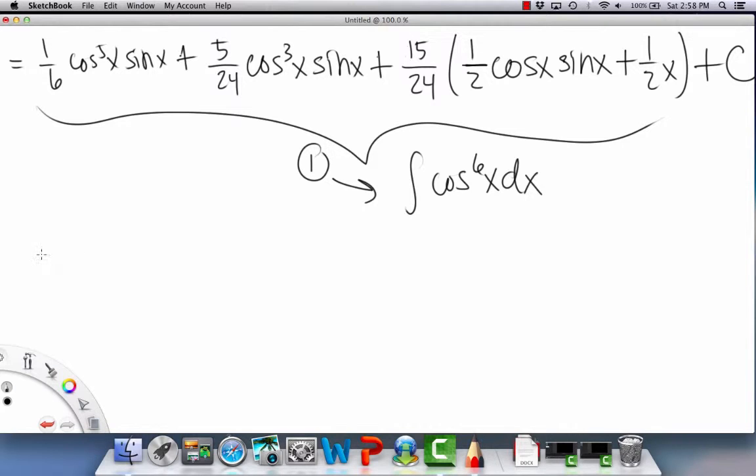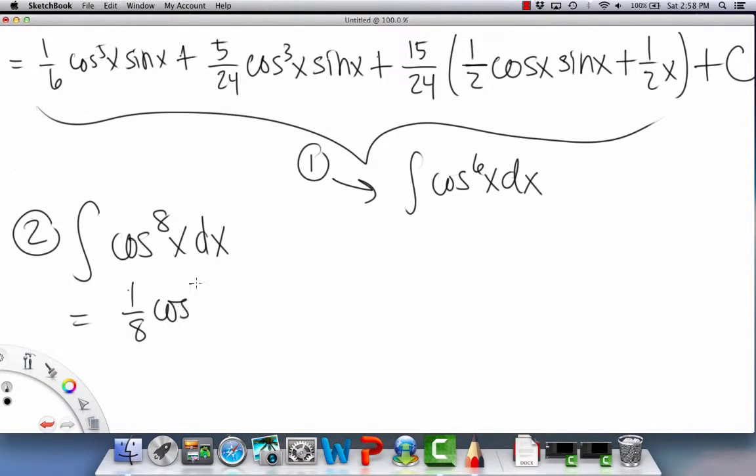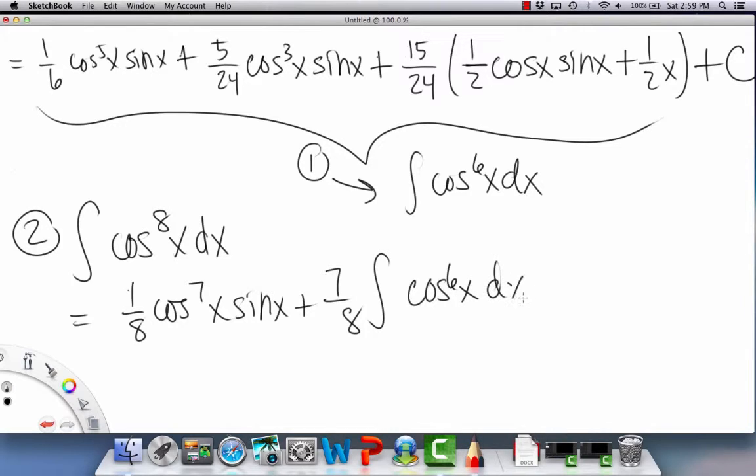Now let's work on part 2, and this is an even bigger one, a bigger power. We have cosine to the 8th. Let's start; we're going to use the reduction formula. We get something that looks like 1 over 8 cosine to the 7th x sine x, plus the remaining 7/8 kind of thing. And in here we still have the integral of cosine to the 6th x dx.